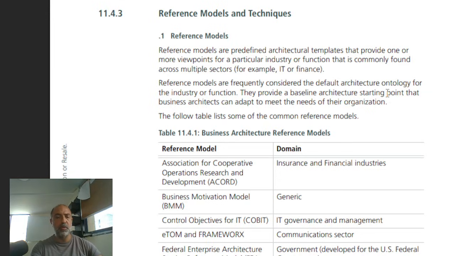Okay, we're back. Part 2. Reference models and techniques.